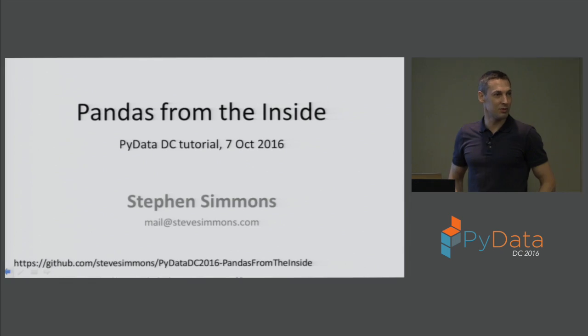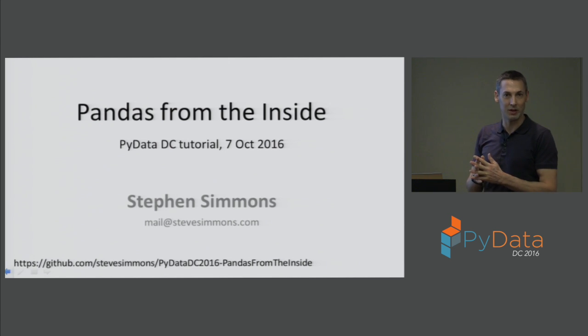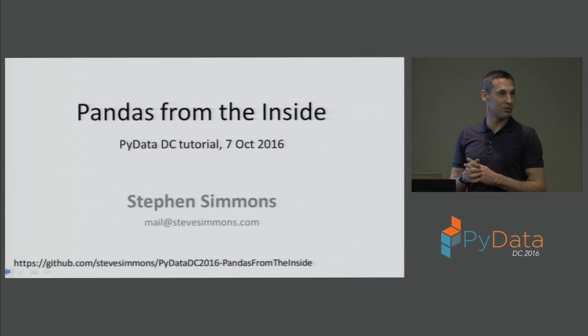First of all, I guess I should introduce myself. I'm Stephen Simmons. I work at JP Morgan in London. So I'm a Python developer working in the commodities trading business. And we have probably several thousand Python developers overall in JP Morgan.